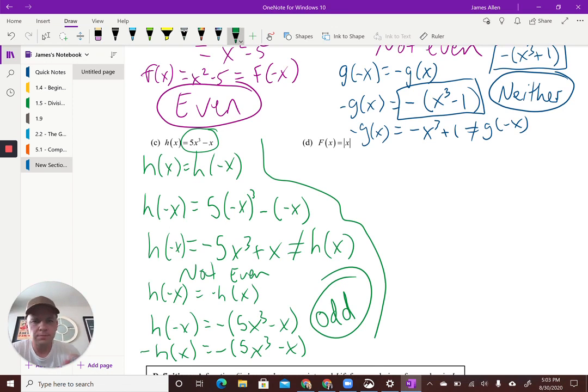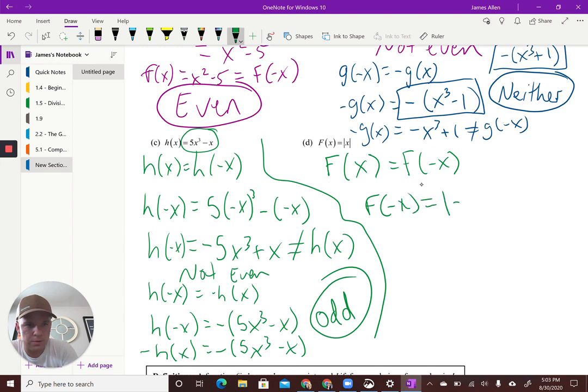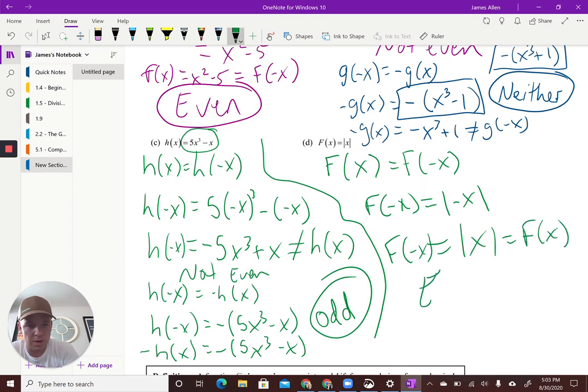Cool. Let's keep going. So now I have an absolute value function. So let's test for even. That is a capital F. I'll keep it as such. And then we want to see, does that equal f of negative x? Well, f of negative x equals that. What does an absolute value do? It makes everything positive. So it's going to become the absolute value of x again, so this equals that, and we know that equals f of x. So even.